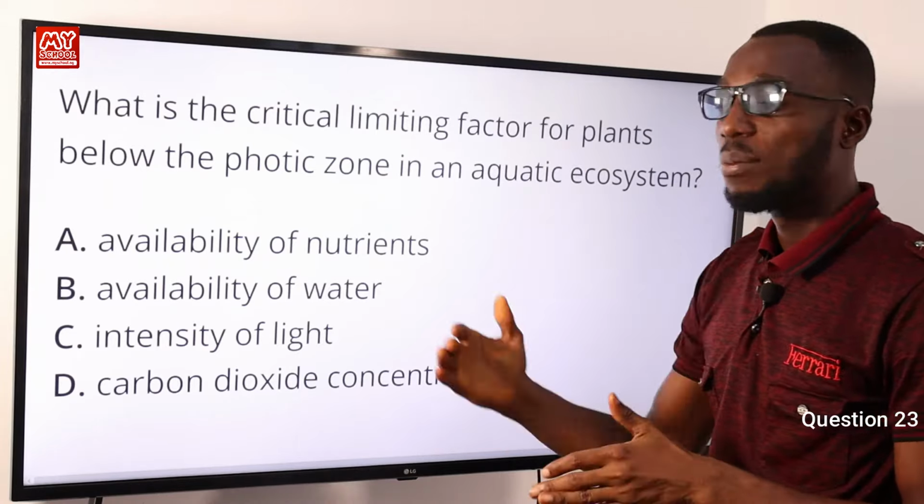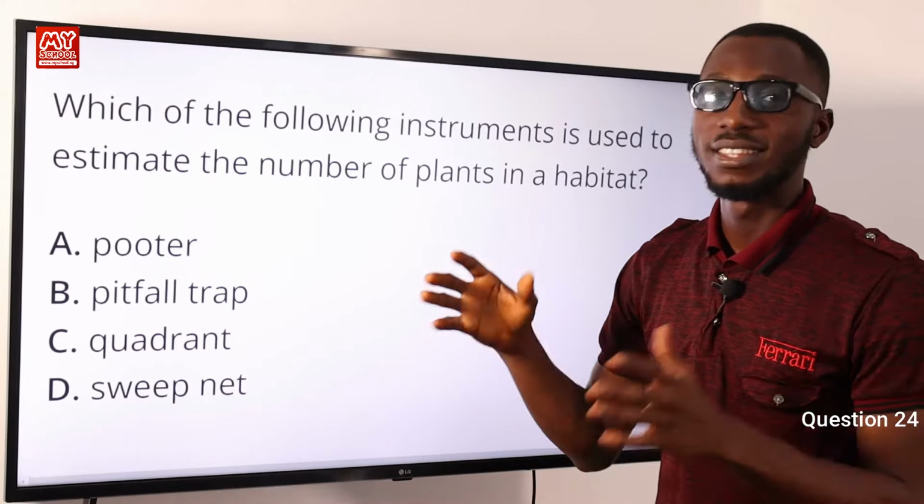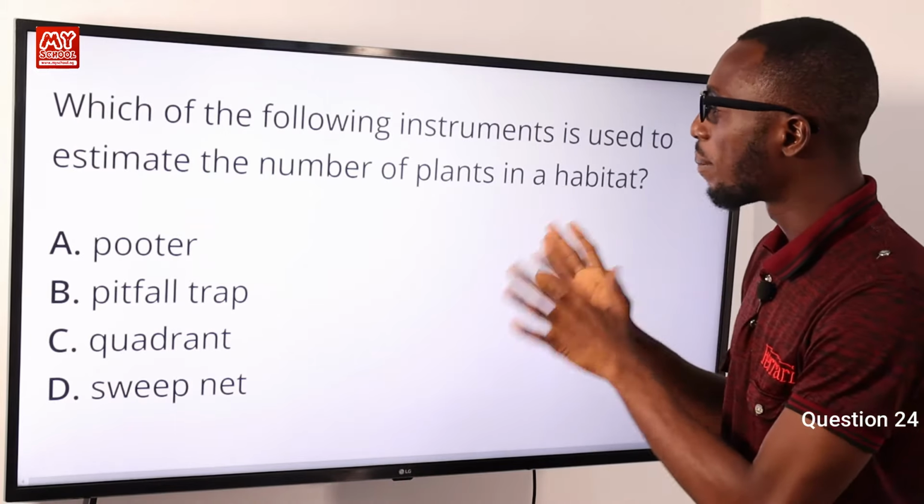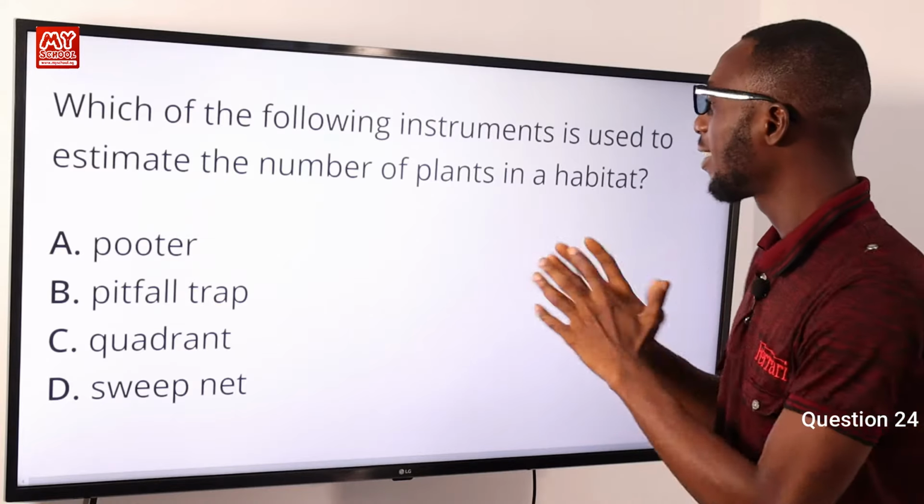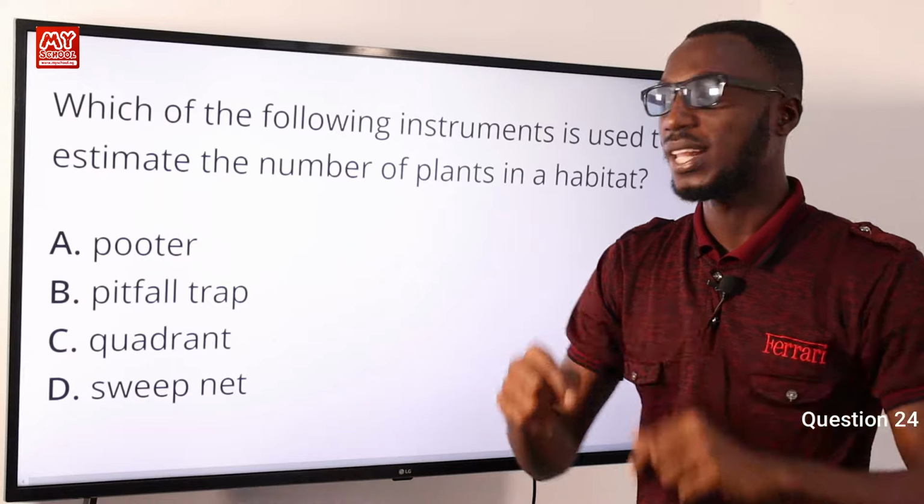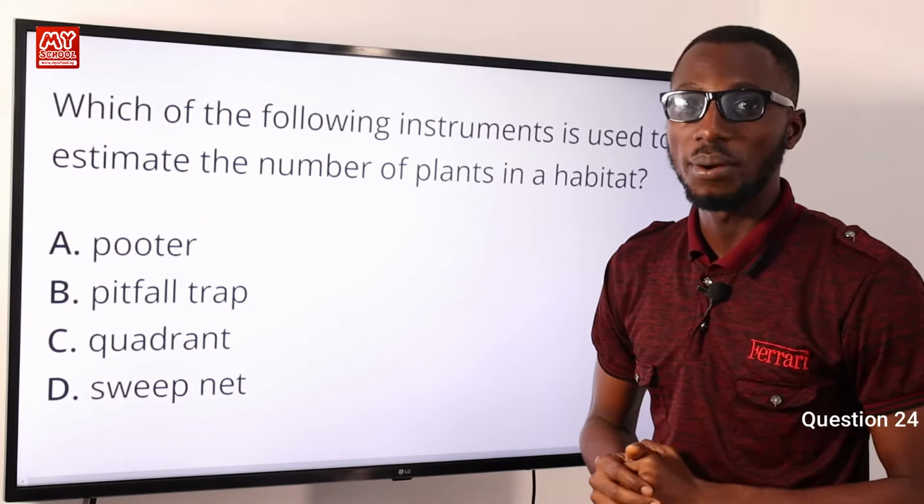So right now we are tackling question 24. Which of the following instruments is used to estimate the number of plants in a habitat? Every other one we are seeing here, pooter, pitfall trap, sweep nets, they all deal with insects. The one that estimates the number of plants in a habitat is option C, your quadrat, that thing that looks like a square or rectangular shape. So option C is very correct.